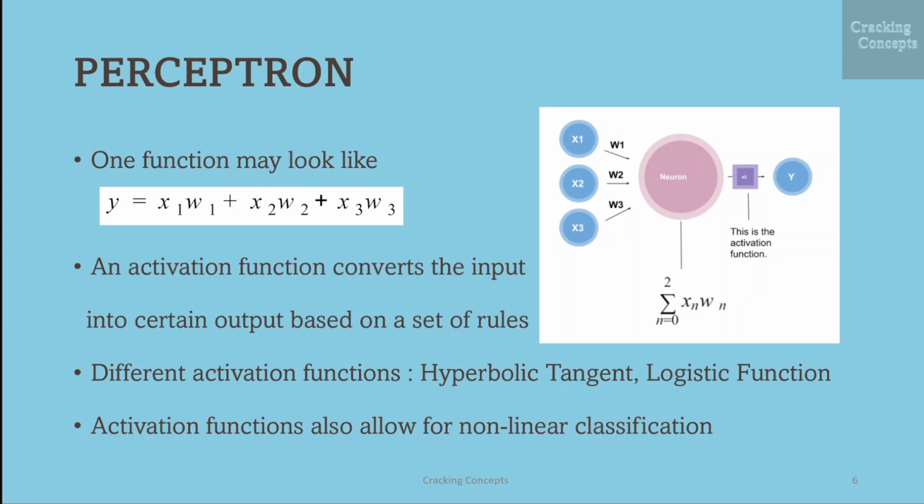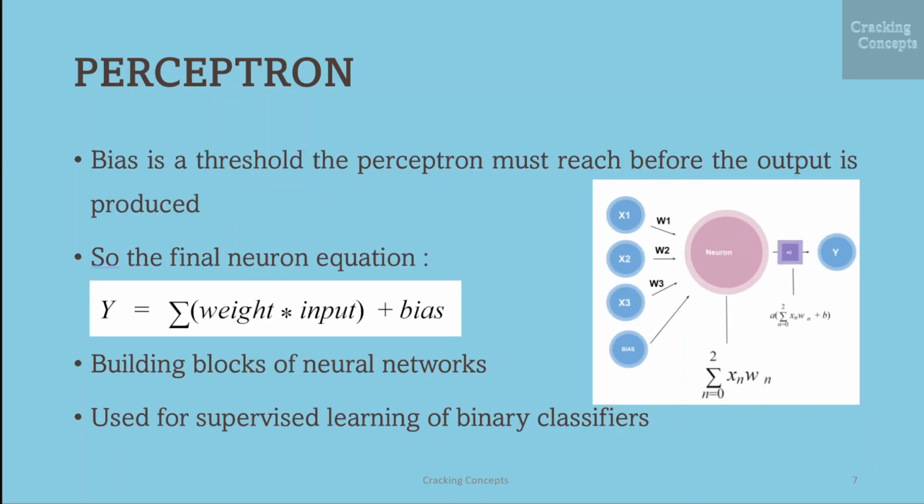Now there are different kinds of activation functions that exist, like a hyperbolic tangent that is used to output a number from -1 to 1, and logistic function that is used to output a number from 0 to 1. Activation functions also allow for non-linear classification. Now bias is a threshold that the perceptron must reach before the output is produced. So the final neuron equation looks like y is equal to sigma of weight into input plus the bias value, which is represented in the figure.